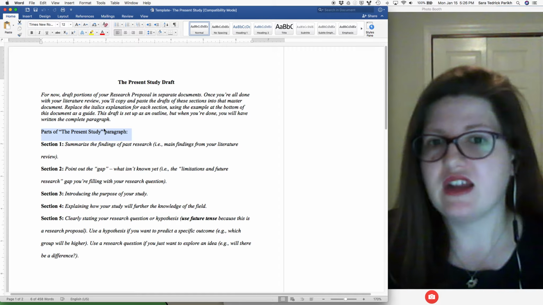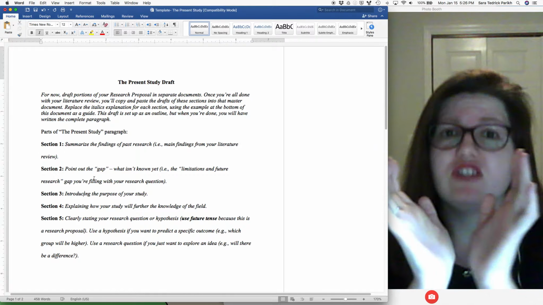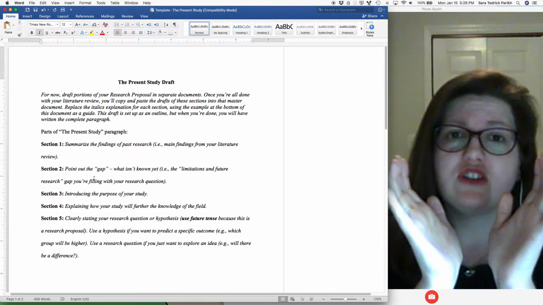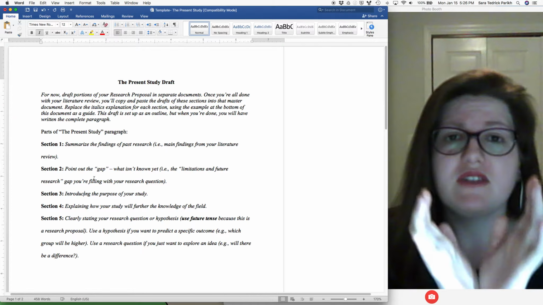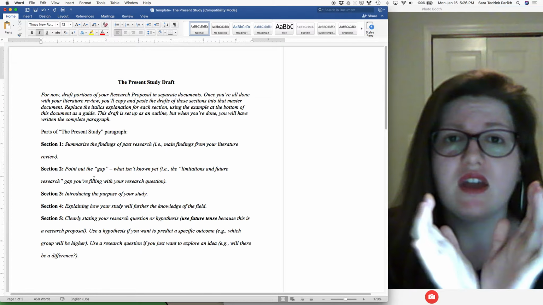This is the paragraph. And again, you're taking that idea of a funnel, and you're starting broad, and you're getting more and more specific, and then you're finally at the end actually proposing a specific research study. So first you're going to summarize the findings of past research. So what has been found in the past? You're going to point out the gap. So you're going to say, okay, they've done all this, but they haven't done this other thing.